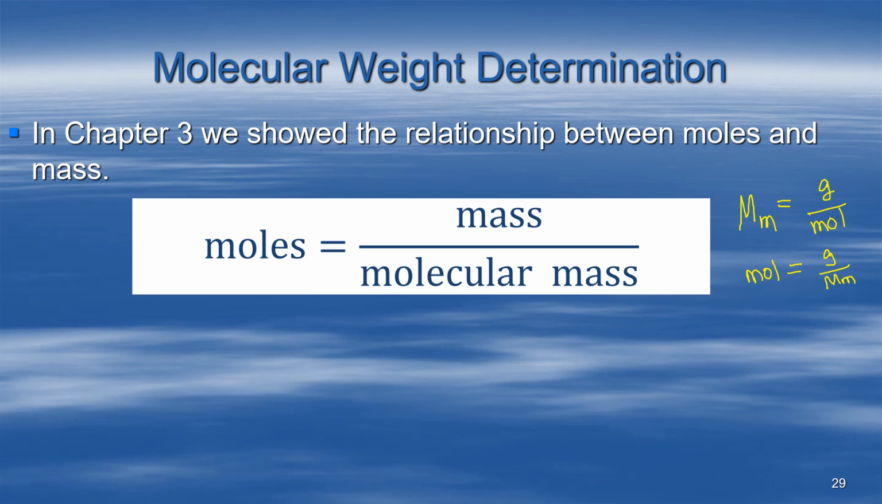Mainly, if you want to find the molecular weight and you know the grams and the moles, you plug that in. If you're trying to find moles, you take grams divided by molecular weight. That's how we used it in an earlier chapter, but this relationship holds.